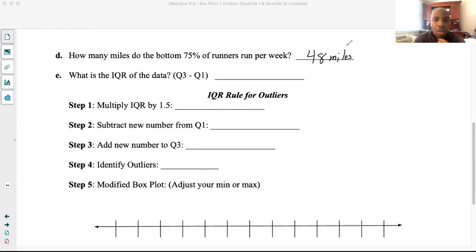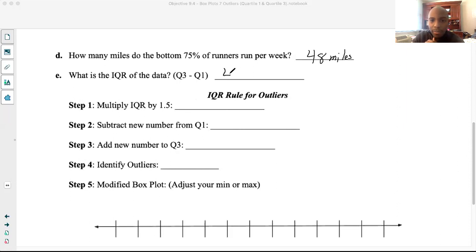What is the IQR of the data? The IQR is simply quartile 3 minus quartile 1, right? So far, nothing we've done is brand new. The brand new part is where it says IQR rule for outliers. You should be able to create a box plot, number it, and identify that 5-number summary. Now we're talking about how to calculate the IQR.